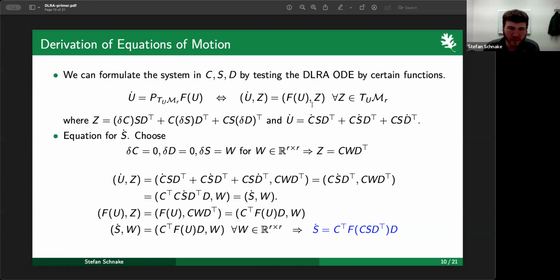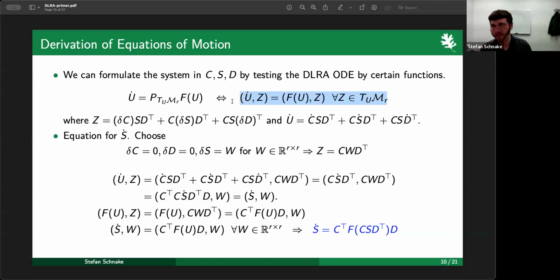Okay. So now remember my dynamical low rank approximation is defined by the projection of the dynamics onto the tangent space. But I'm gonna work with the Galerkin formulation because I think it's a little easier to work with. So now we can actually develop the equations of motion, which are a closed system of C, S, and D. Essentially, we can remove U from the equation entirely. To do this, you just choose particular test functions that isolate the variables you want to care about.